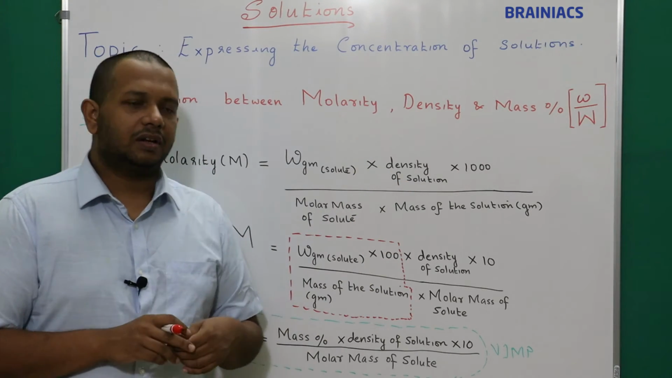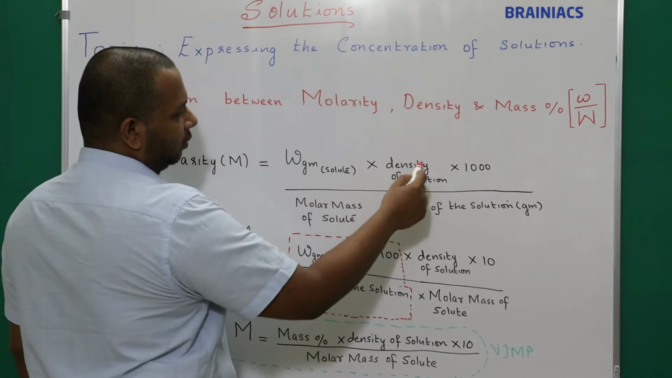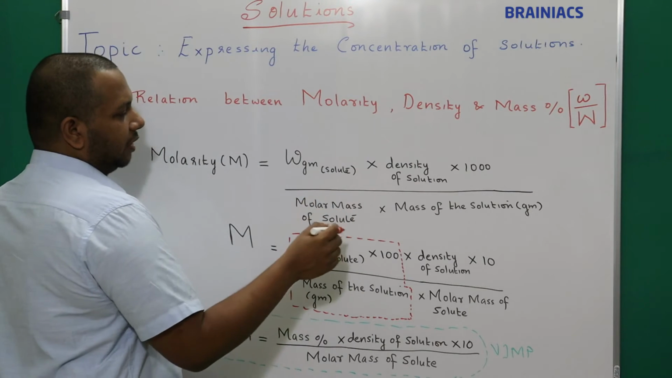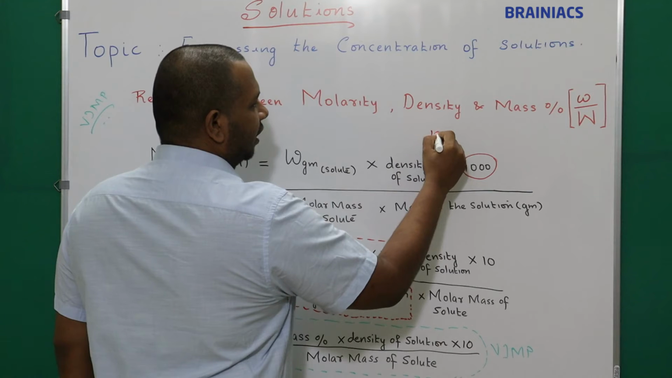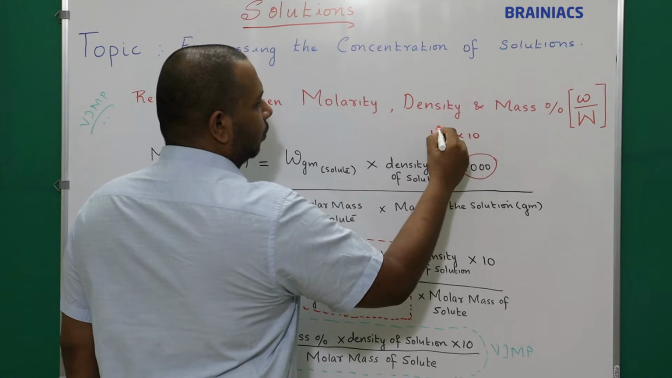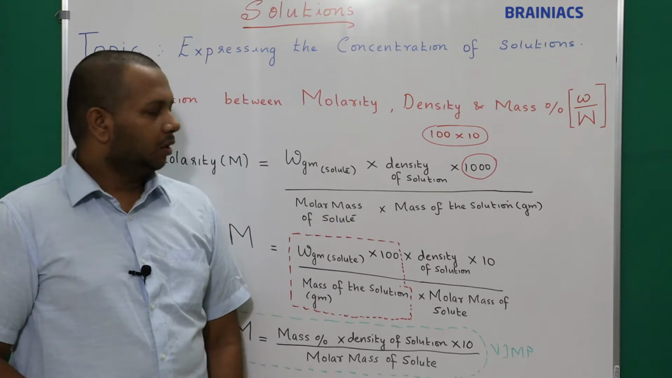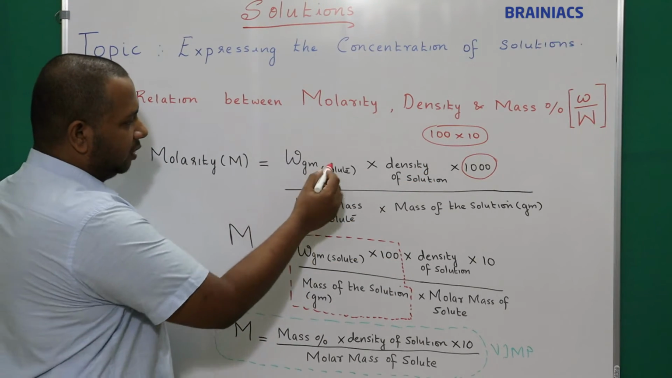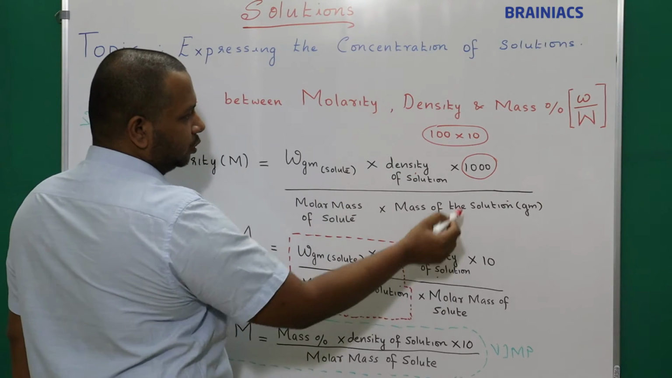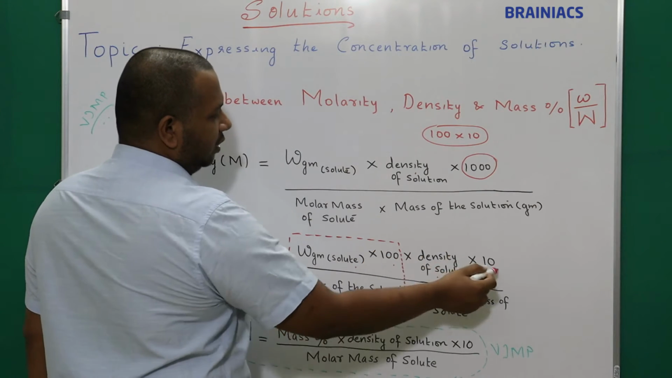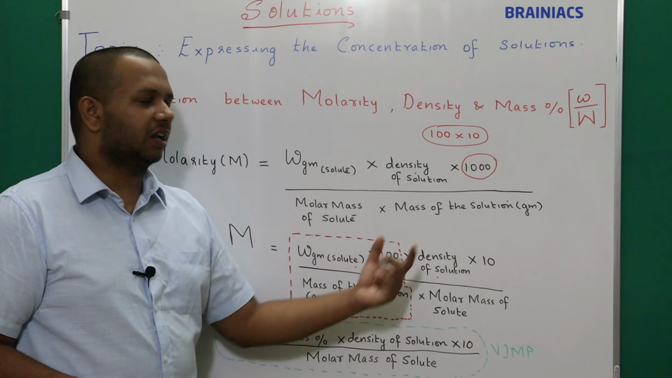Okay, listen here, very simple. Here you have weight in gram of the solute multiplied by density of the solution multiplied by 1000. As the first step, I am splitting this 1000 into two. I can write 1000 as 100 into 10. So in the numerator, I have weight in gram of the solute into 100 into density of the solution, then the remaining into 10. Multiplied, this gives the same value. In effect there is no change, I have just split it like this.